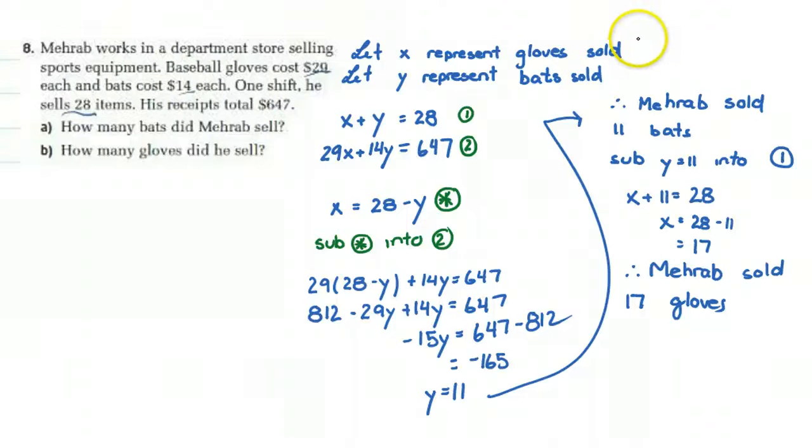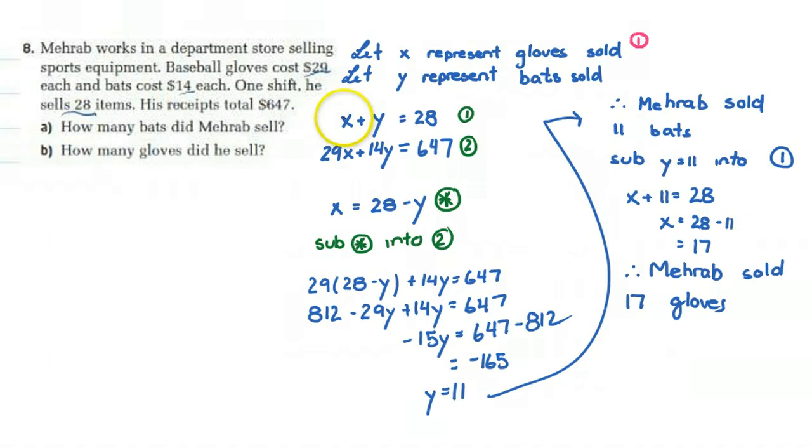So our first step, which is right here, is we want to declare a variable. So in this case, I said let x represent the gloves sold, and let y represent the bats sold. Since we have 2 unknowns here, we're going to find 2 equations that we can then use to solve this system. There's a general overarching rule we keep in mind, and that is the number of unknowns has to equal the number of equations in order for us to solve those unknowns. So in this case, I have 2 unknowns, I need 2 equations.